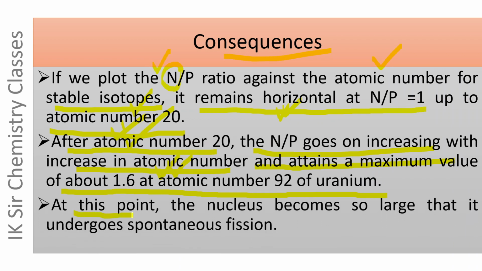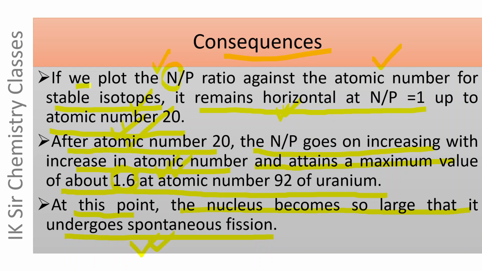At this point, that is at N by P ratio equals 1.6, the nucleus becomes so large that it undergoes spontaneous fission. If the size of the nucleus becomes very large, and it happens at N by P ratio equals 1.6, the nucleus becomes unstable and it undergoes spontaneous fission.